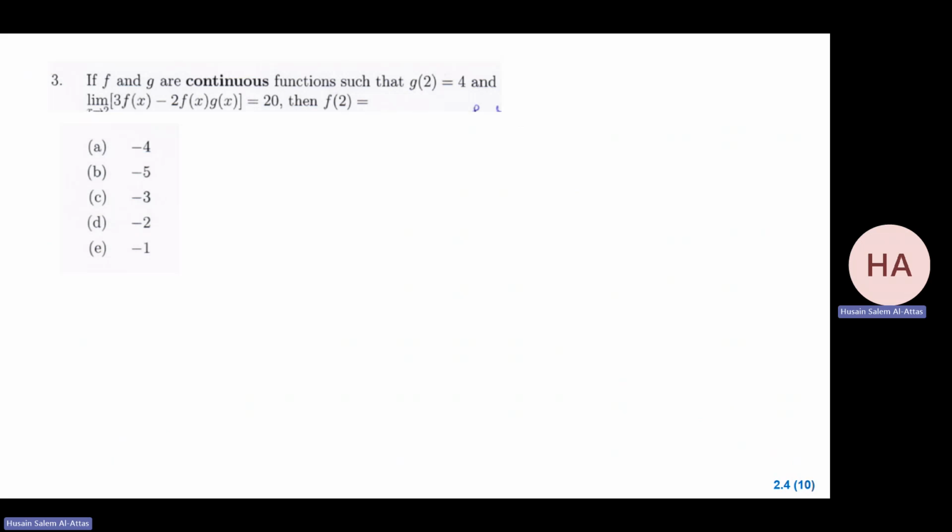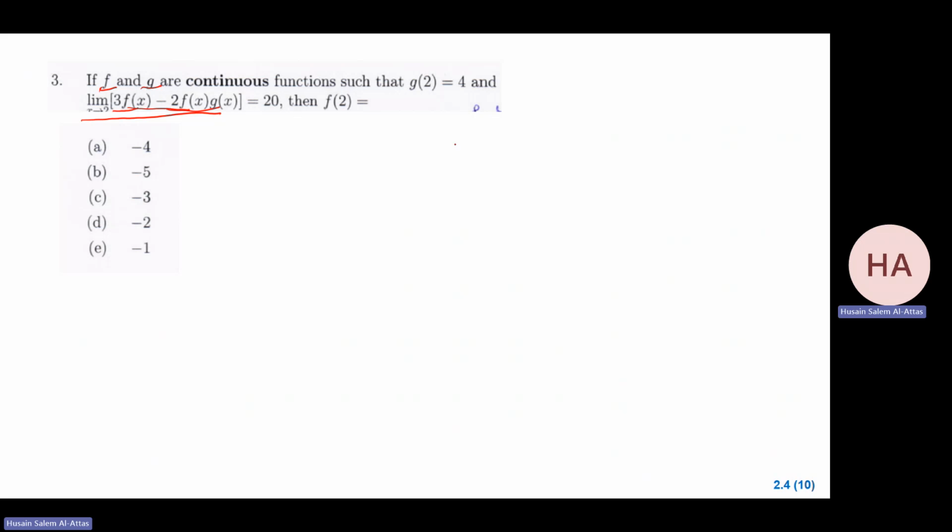If f and g are continuous, so that g of 2 equals 4 and this limit equals 20. Actually, it's related to something later, but we can do it. Because we say if f or g are continuous, then 3 times the function is continuous. All of this is continuous. So it means this limit is just substituting.